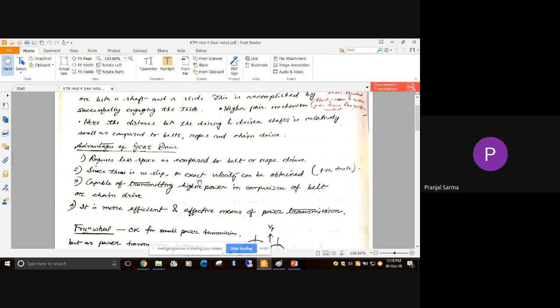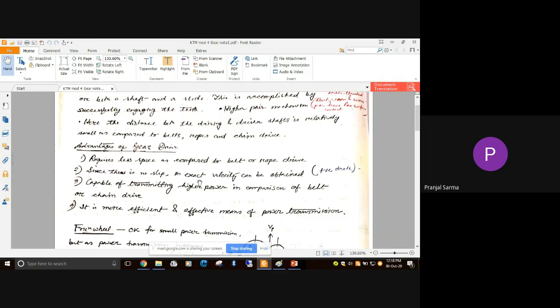In the same space, we can have multiple gears arranged, okay. So in the arrangement of a gear train we can have that. So it saves space. And then, as we have already seen, the transmission of motion between the gears is by the gradual or successive engagement of the teeth.